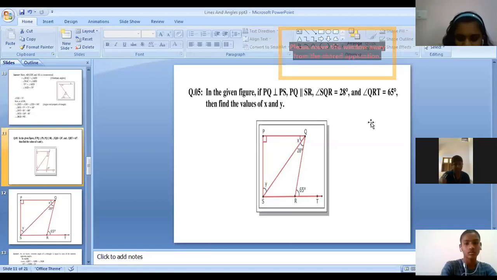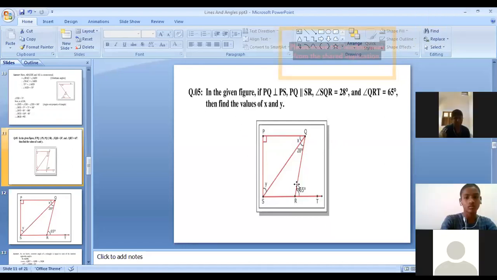Given figure, if PQ is perpendicular to PS, PQ is parallel to SR, angle SQR is equal to 28 degrees and angle QRT is equal to 65 degrees, then find the values of X and Y.